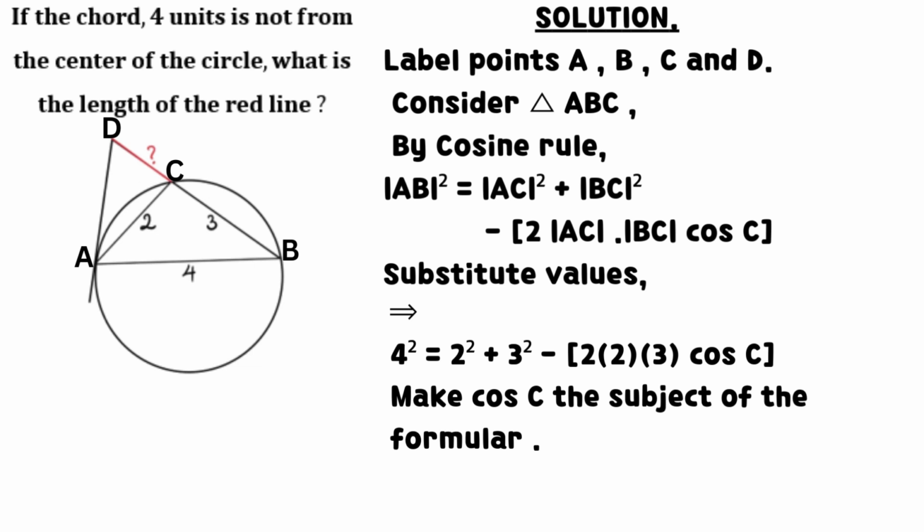Make cosine C the subject of the formula by moving other numerical terms to the side of the square of 4. Make sure that you apply the same rule of arithmetic operation as the number or variable crosses the equal sign. Divide by the product of 2 and 3 times 2. This procedure will make cosine C the subject of the formula.